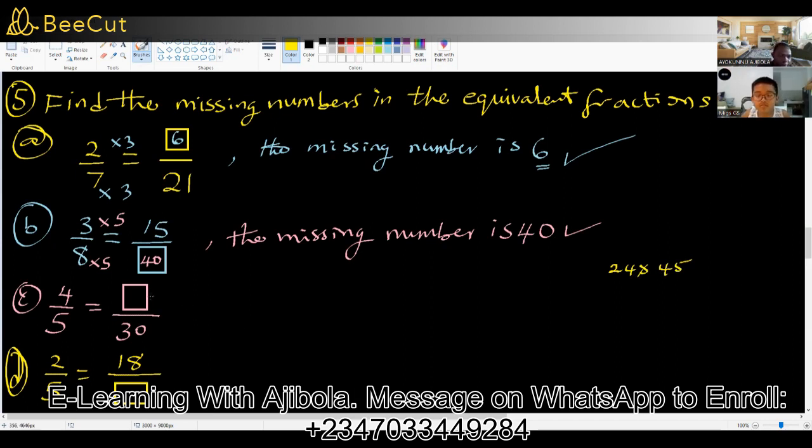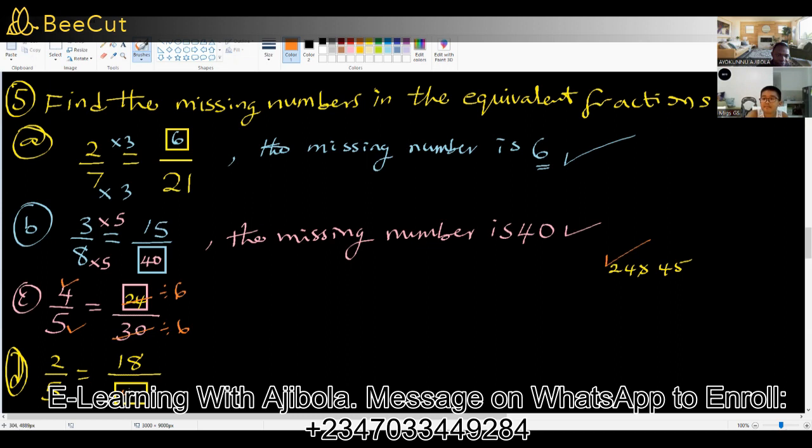Now, if we put 24 here, how can we get 4 over 5? Let's check it. How many 6 is here? 4. Correct. How many 6 is here? 5. Look here. If you put 24, so how many 6 is here? That's 4, right? And how many 6 is here? That's 5, which is this divided by 6 gives me 4, and this divided by 6 gives me 5. That means your 24 is correct, okay? Fine. And that's a good one.